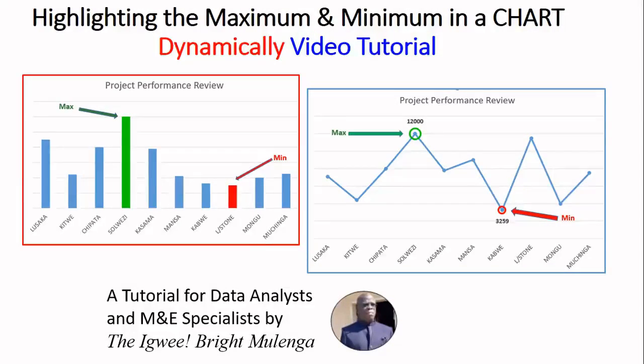In this short tutorial, I'm going to show you how you can dynamically highlight the maximum and minimum values in your chart with a different color. This can be done in a bar chart or in a line chart. Whichever value becomes the maximum or the minimum takes on a different color automatically. Come along with me and let's add some color to your charts.